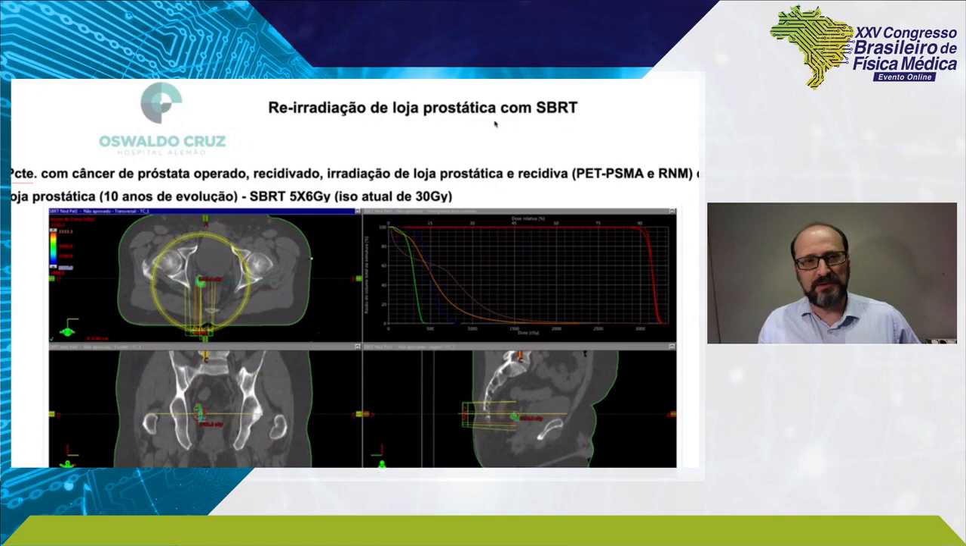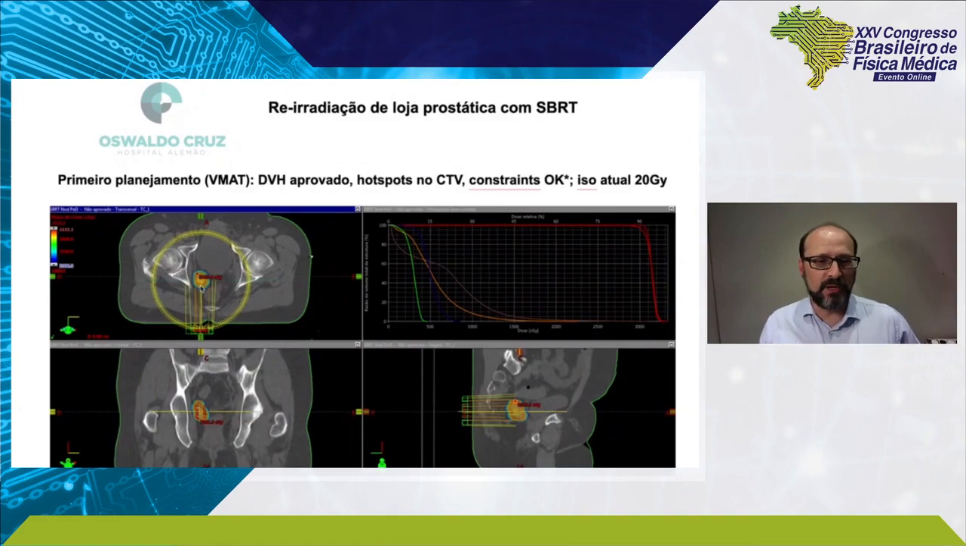Um outro cenário é numa reirradiação de loja prostática com SBRT. Era um paciente com câncer de próstata operado, recidivado, irradiado como resgate com fracionamento convencional, com uma nova recidiva identificada pelo PET PSMA e ressonância, depois de 10 anos de evolução. Ou seja, era uma situação em que, pela longa evolução da doença, valia a pena investir. Então, o que nós fizemos foi um resgate com SBRT em 5 de 600, e essa é a isodose de 30 Gray. Perfeito os histogramas, apesar de nós não termos muita informação na literatura sobre quais constraints deveremos usar numa situação como essa, isto estava altamente conformado a esta área.